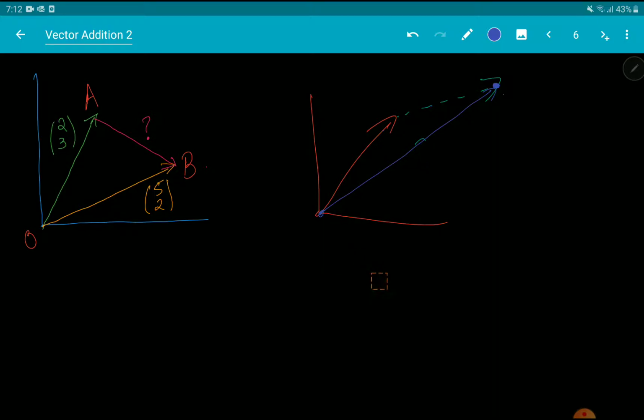When you add them, you have to translate them in such a way that the tail of the second vector coincides with the head of the first vector, right? And when you draw it like this, the resultant is given by drawing a line from the tail of the first vector to the head of the second vector, and that is known as the head to tail rule. And it doesn't work for just two vectors, it can work for multiple vectors as well.